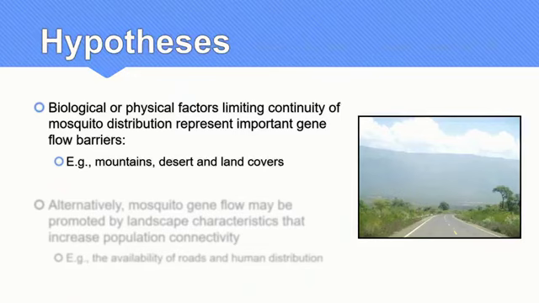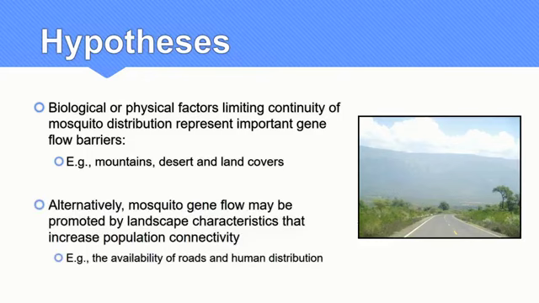We test two competing hypotheses, the first being that biological or physical factors limiting continuity of mosquito distribution represent important gene flow barriers. Some examples of this are mountains, deserts, or land covers. Alternatively, we test that mosquito gene flow may be promoted by landscape characteristics that increase population connectivity. Some examples are roads and human distribution.